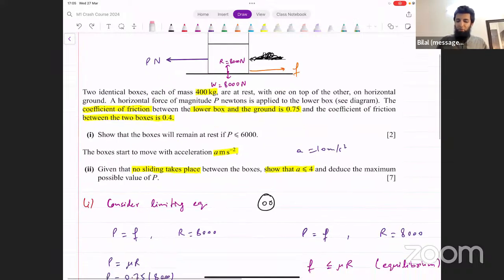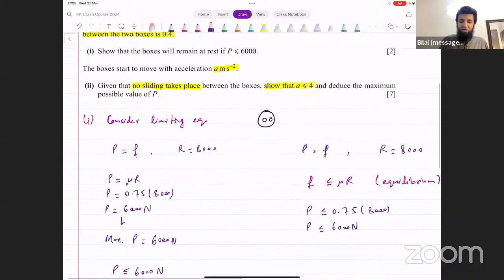For no sliding to take place, the acceleration at maximum can have a value of 4. It cannot be greater than 4. If it's greater than 4, there will be sliding that takes place. That's what this statement means: given that no sliding takes place, show that the acceleration value is less than or equal to 4.